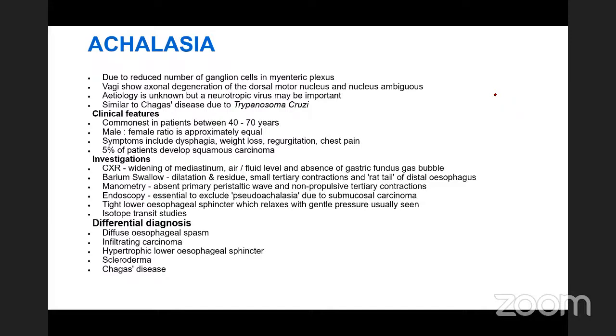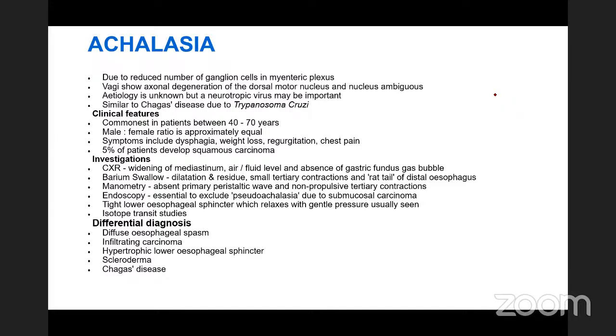It is commonest in patients between 40 and 70 years, and the male-female ratio is approximately equal. The symptoms of achalasia include dysphagia, weight loss, regurgitation, and chest pain. 5% of patients develop squamous carcinoma. Okay, how is it investigated?